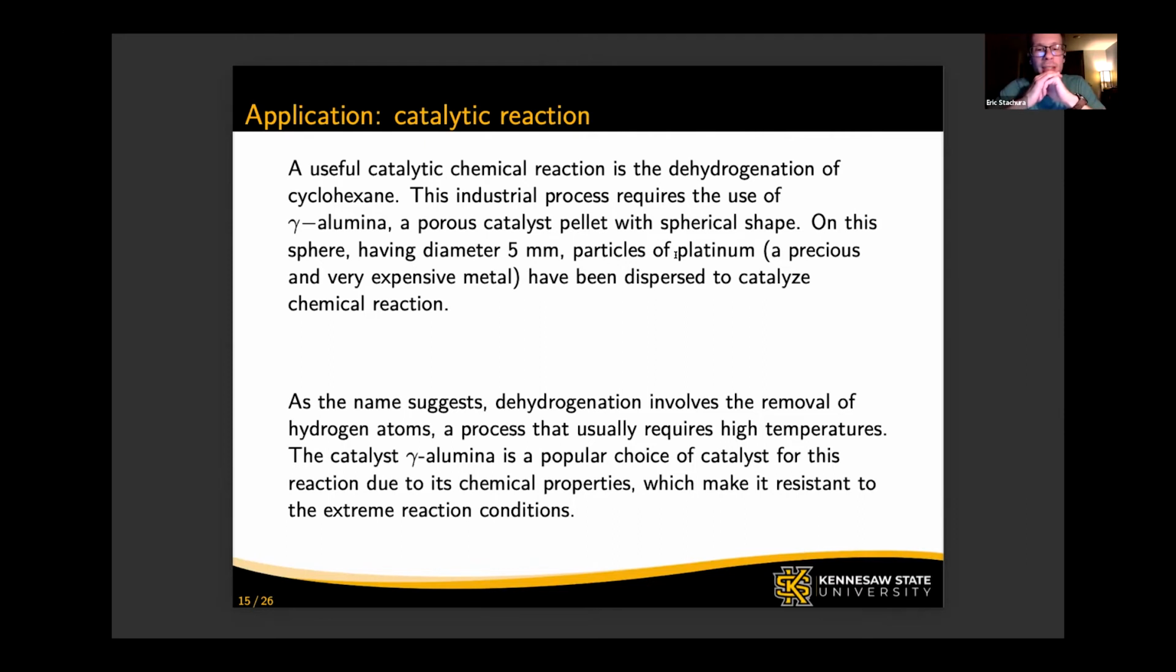And so we talk about dehydrogenation. It's a long word, but if you break it up, it essentially means you're removing hydrogen in each step, and this is what's going on. Then I talk a little bit about this gamma alumina and why it's used. Apparently it's quite popular due to the structure of this material. It makes it particularly resistant to extreme conditions, which is useful in the lab.